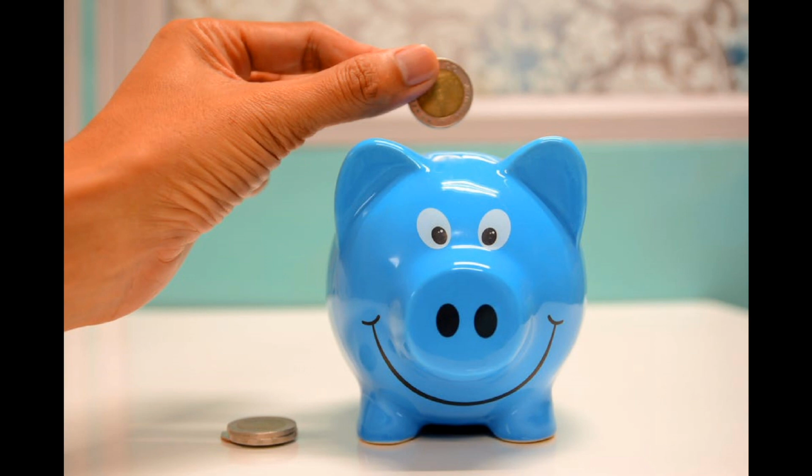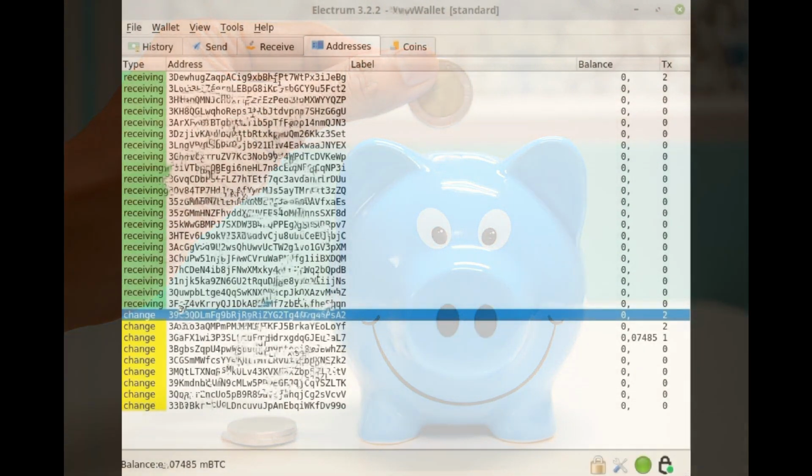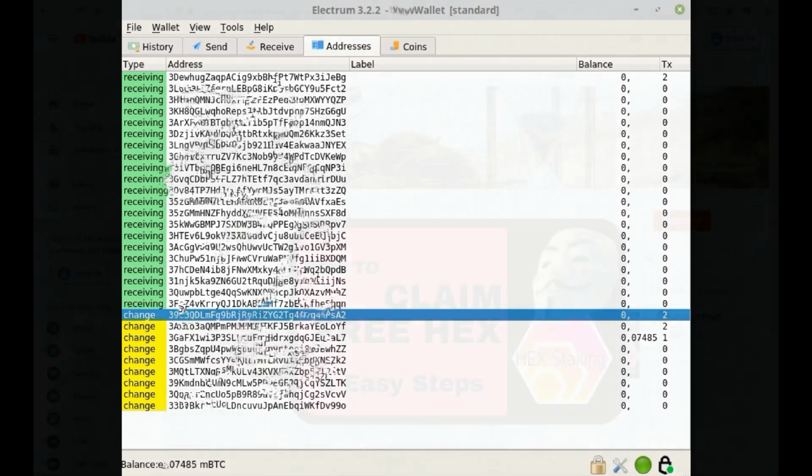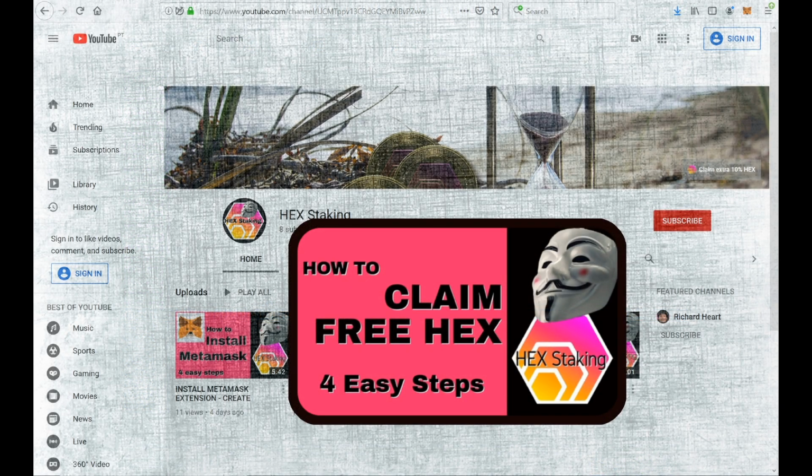There are three possibilities to get HEX. You can get HEX for free if you were holding Bitcoins in an address before December 2, 2019. Anonymous, no KYC. No registration is required to claim. How you do this, I explained in the video named How to Claim Free HEX with 4 Easy Steps.